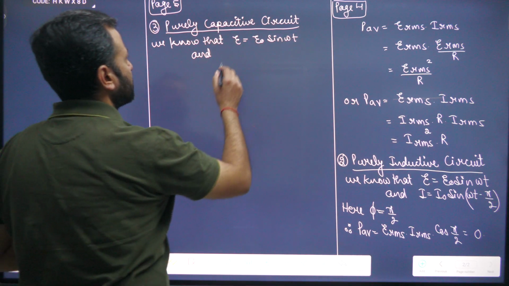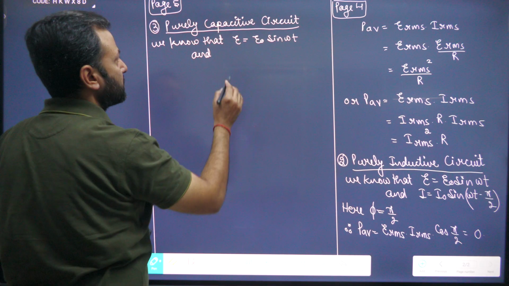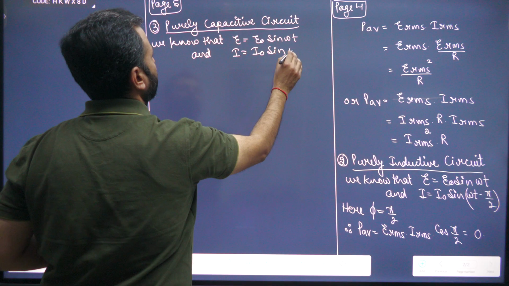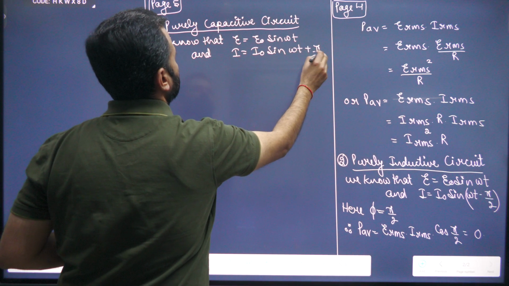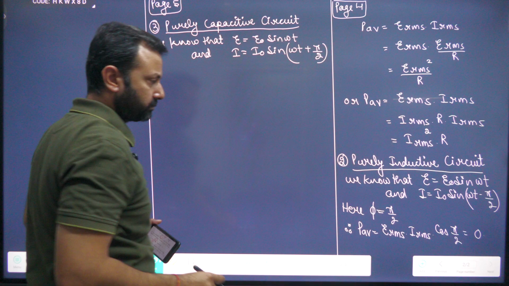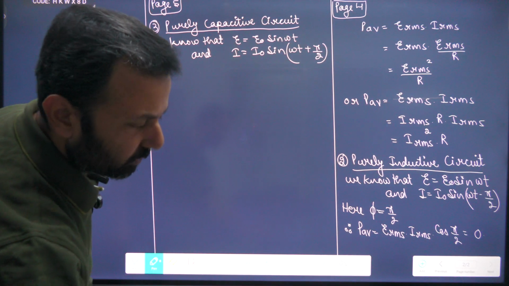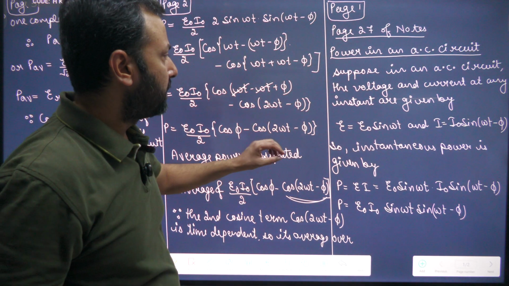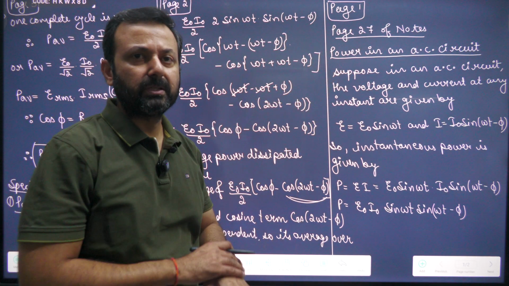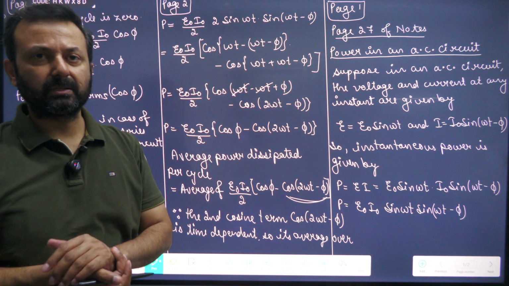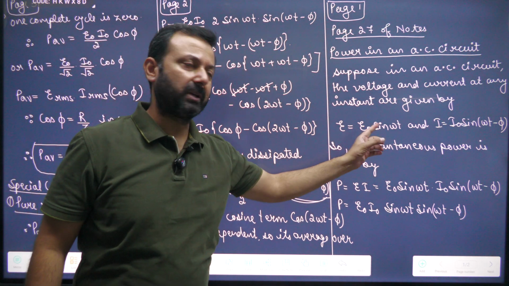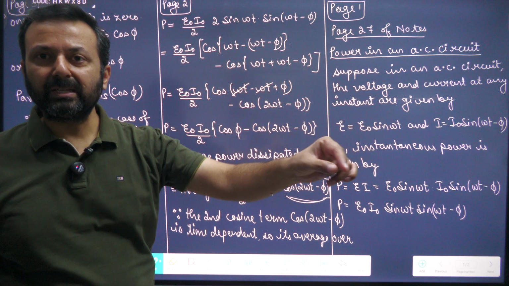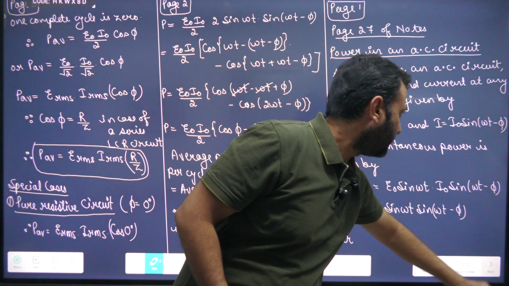And in purely capacitive circuit, we have taken E is equal to E naught sine omega t, and we have derived I is equal to I naught sine omega t plus pi by 2. And what will be the value of phi? Just to calculate power in an AC circuit, I have taken E is equal to E naught sine omega t, and I is equal to I naught sine omega t minus phi. So minus phi is there.